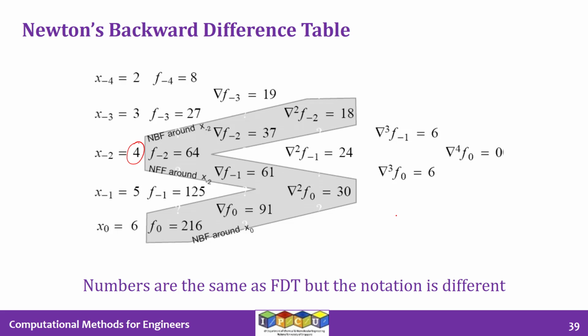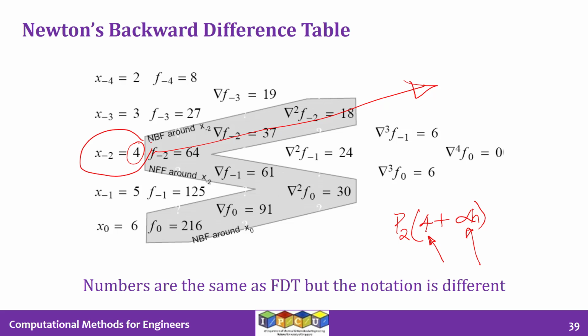So I would say P2 of 4 plus alpha. 4 is the reference point, alpha is alpha, h is 1 in this particular example. Ideally it should be alpha h, but since h is equal to 1, I would just leave it as alpha. Now we are looking at interpolating polynomials using Newton's backward differences, and we have to go therefore in this particular direction, and we can at the most get a polynomial of order 2, because if you're here and you're looking backward, then only these 3 data points will be involved in the calculation.